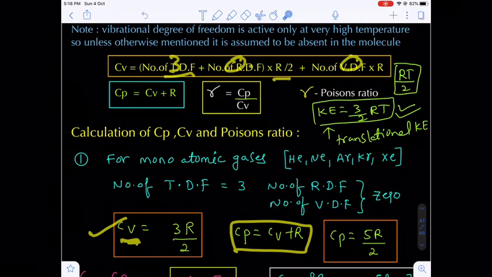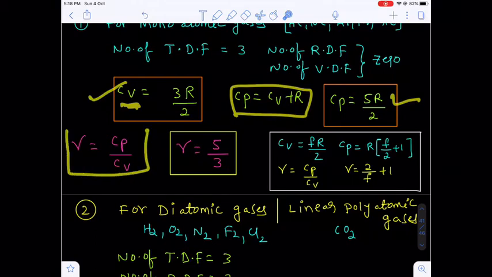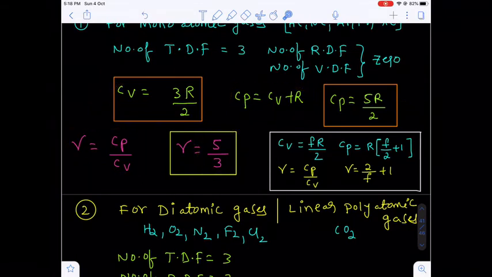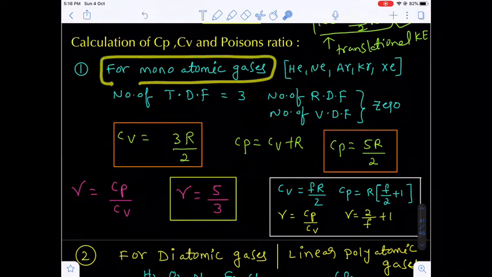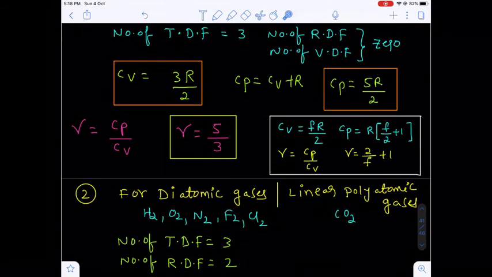Cp equals Cv plus R. So 3R by 2 plus R will be 5R by 2. So the Cv value is 3R by 2 and the Cp value is 5R by 2. The ratio between Cp and Cv, that is 5R by 2 divided by 3R by 2, will be 5 by 3. That is called the Poisson ratio. The 5 by 3 corresponds only to monoatomic gases. Remember, what is the gamma value for monoatomic gases? 5 by 3.